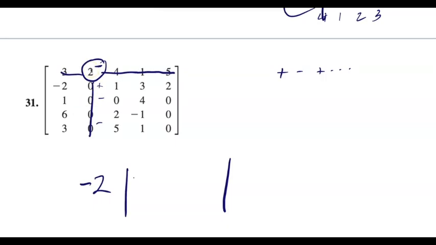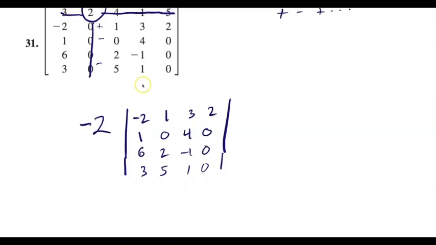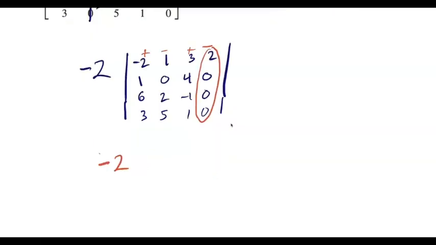I'm left with this: -2, 1, 3, 2, 1, 0, 4, 0, 6, 2, -1, 0, 3, 5, 1, 0. Well, in here, normally there'll be plus, minus, plus. There'll be a bunch of these. But since we picked this one that had a lot of zeros, I only have to do this one here. Same thing here. In this case, we'll select this column. Now, in any of the cofactor chart, plus, minus, that's another minus. So this would be -2 on its own. There's still that -2 on the outside.